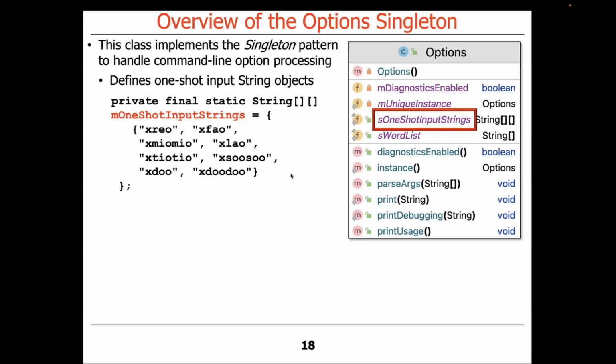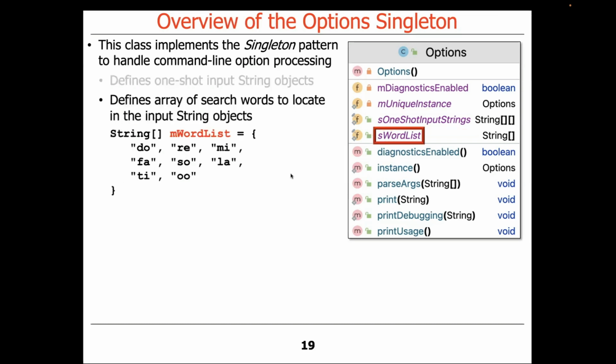But I just want to draw your attention to two things. There are a pair of strings here, or actually arrays of strings. We have one-shot input strings, which are just a bunch of strings we're going to search for the keywords. And then we have the word list, which is do, re, mi, fa, so, la, ti, and then do. And these are the words that are actually going to be looked up for all the tests. So I just put them in one place to make it clean and easy to deal with.